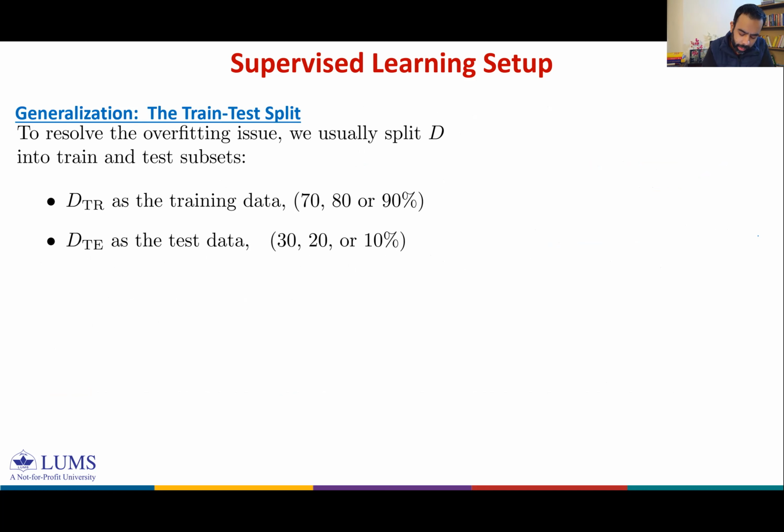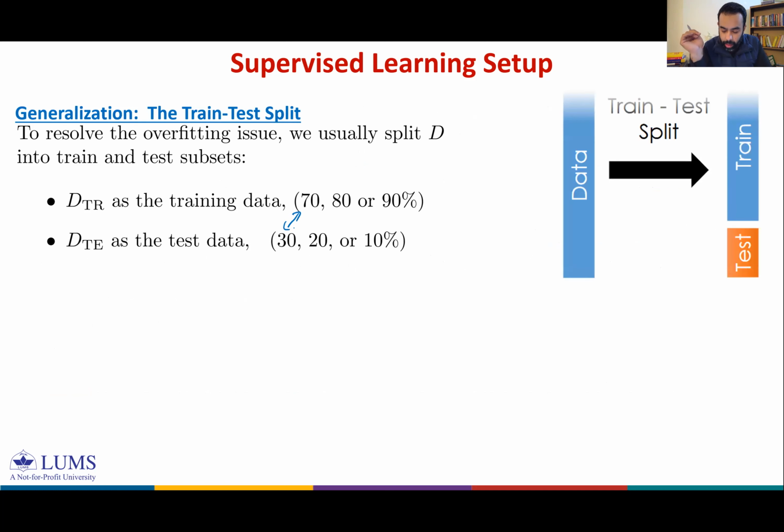Usually I prefer 70-30, it is a good division of the data. It depends on the nature of the application, it depends on the nature of the data, but usually we split in a 70-30 ratio. Okay. What's the objective of this train test split? Any idea?